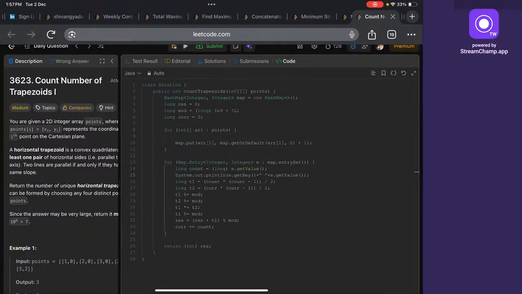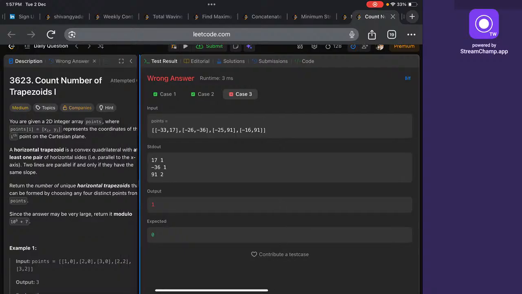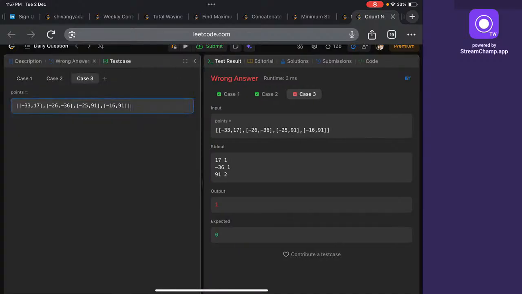Let's try an input and another test case, another one, where I am giving this: 0 and 0. What will be the answer now? What will be the answer?